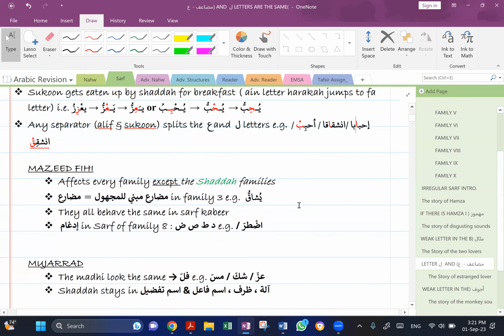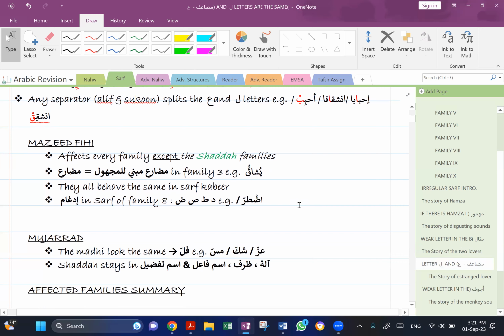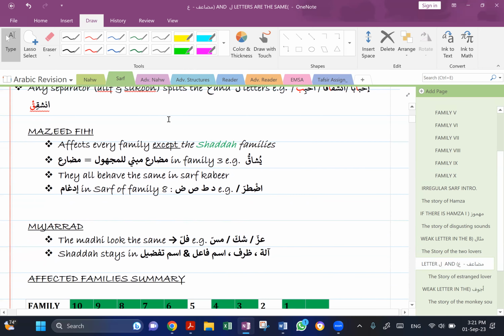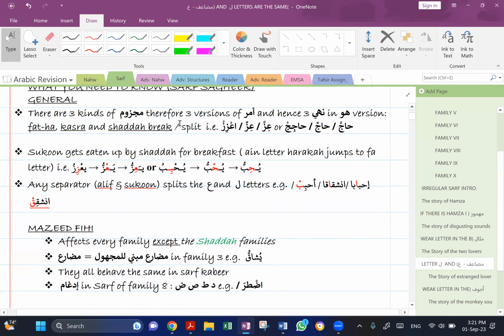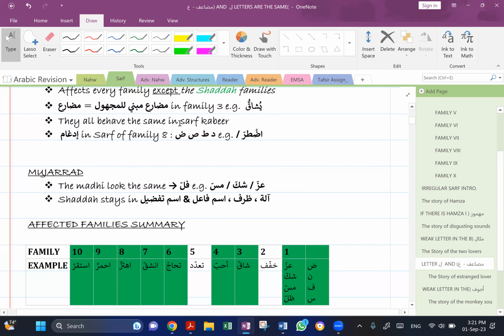I hope it's pretty straightforward, pretty clear. Okay, great. So we look at Mazid Feehi. We're going to start with Mazid Feehi because it's simple. It's pretty straightforward. And then we'll go to Mujarrad. Oh, by the way, I forgot to mention. Yeah. All the families are affected when it comes to this.